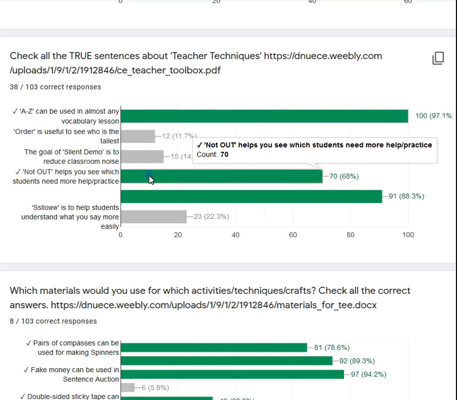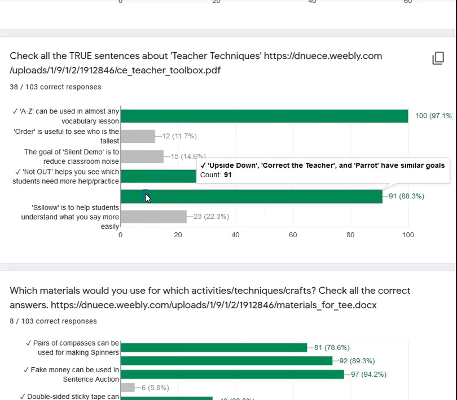Not out helps you see which students need more help in practice, right? So the familiar, common way is, you're wrong, you're out. Well, if a student is wrong, they need more practice and they shouldn't be out of the game. They should remain in. Students who get it correct should sit down because you know that they know. Upside down, corrected teacher, and parrot have similar goals. Exactly. They're all checking that students are paying attention and not mind walking, sleeping.